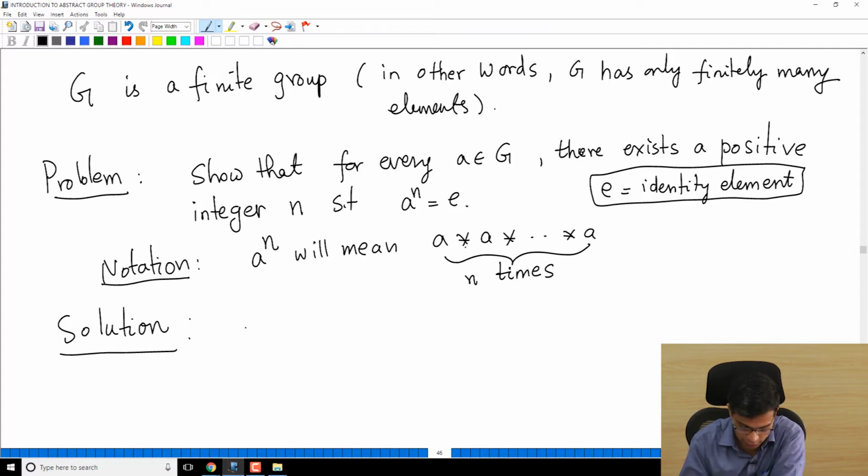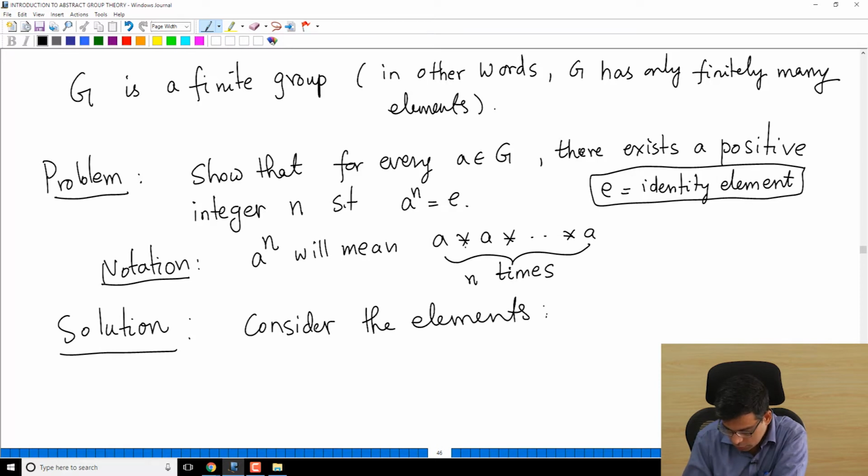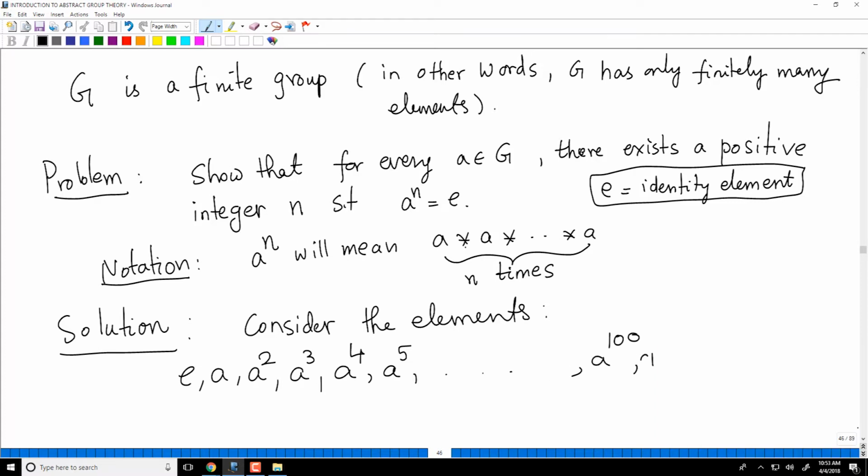So, let us do the following. I am going to consider the elements e, a, a squared, a cubed, a power 4, a power 5, like that. I can take a power 100, a power 101 and so on. So, what am I doing here?